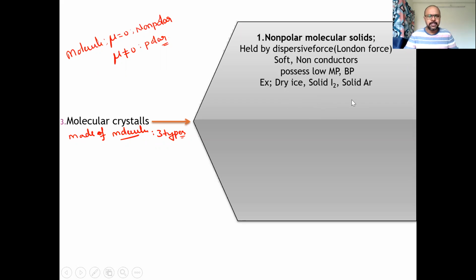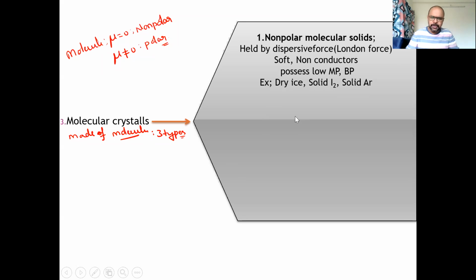Examples are important for the reason that these examples only will be given. Which among the following are polar molecular solids or non-polar? Dry ice. What is dry ice? Solid carbon dioxide. This dry ice immediately sublimes. Solid carbon dioxide sublimes to the gaseous phase, and it gives thick white fumes. That's the reason why on stage shows this solid carbon dioxide is used to induce a foggy atmosphere, right? So dry ice is nothing but solid carbon dioxide, then solid iodine, solid argon.